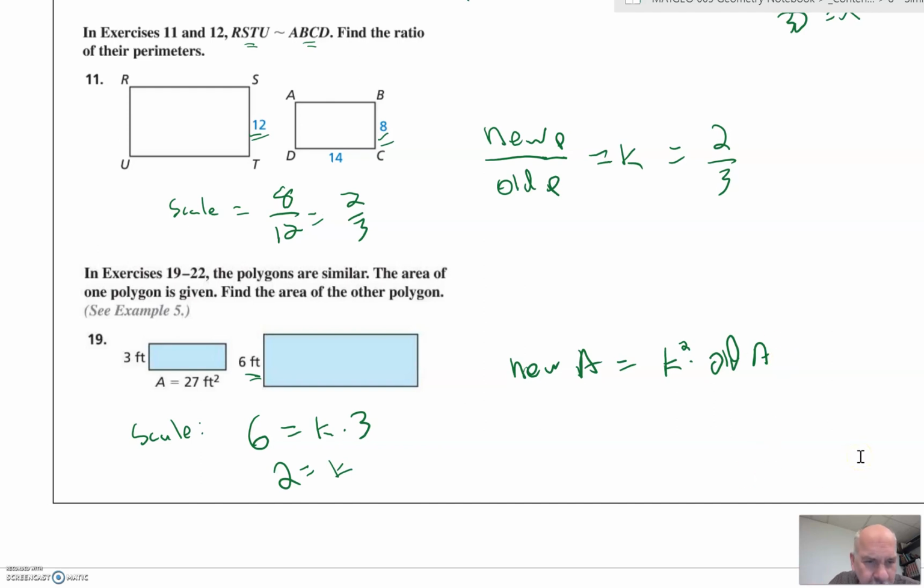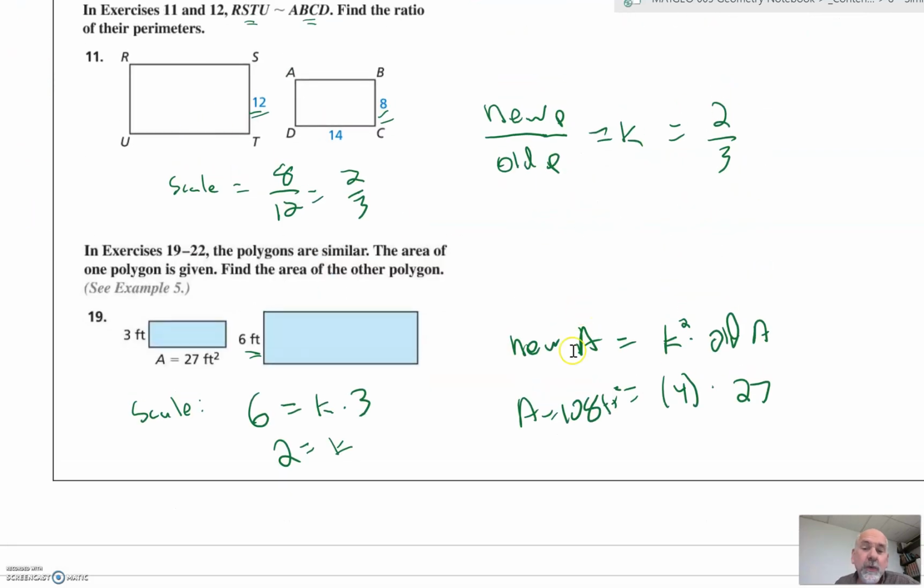So the old area is 27, but I've got a scale factor of 2, and so that means the new area is going to be 4 times as big. So the new area is 108 feet squared. Square feet. That was the last one, right?